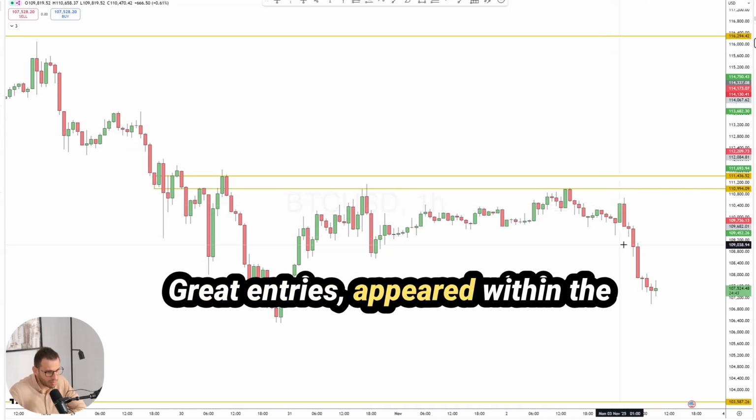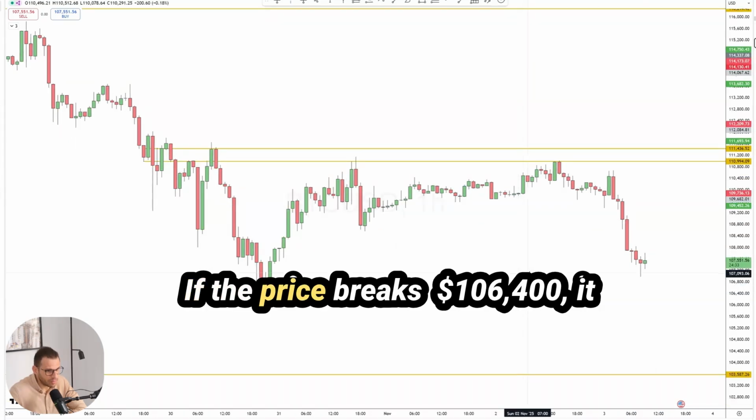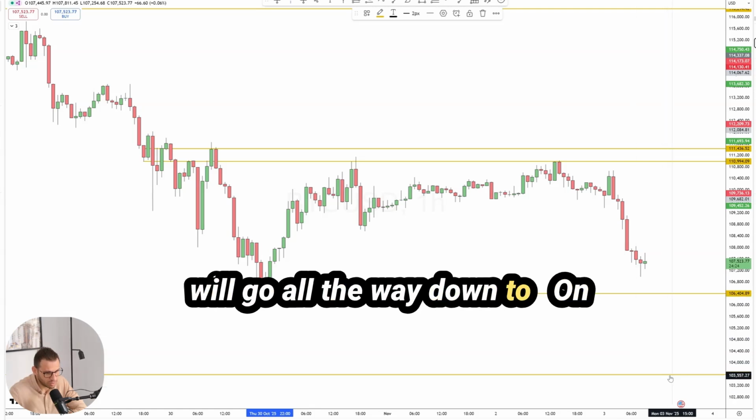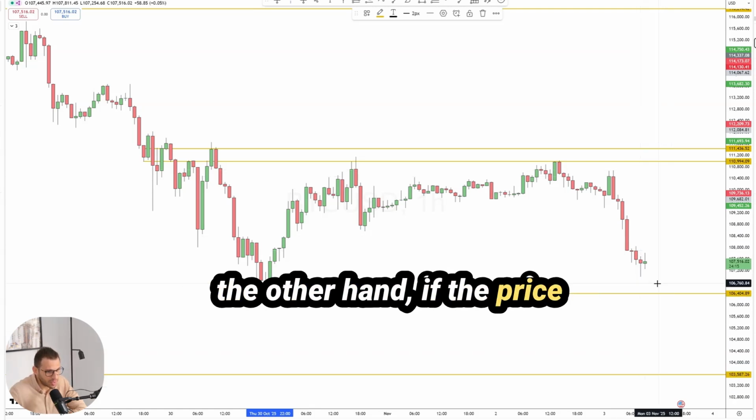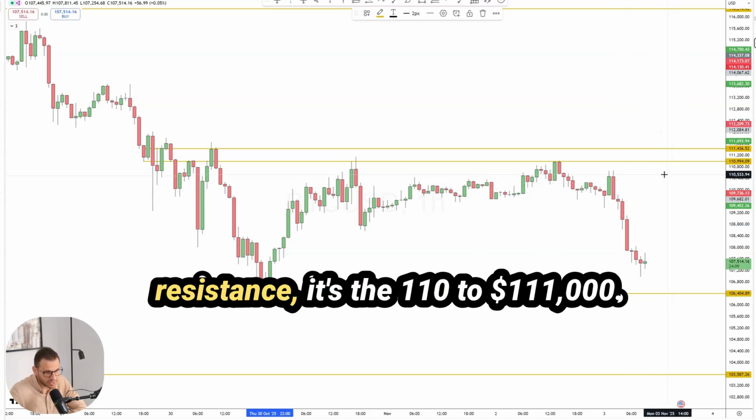Great entries appeared within the downtrend continuation pattern. If the price breaks $106,400, it will go all the way down to $103,500. On the other hand, if the price finds support here and pushes to the upside, the key level of resistance is the $110,000 to $111,000.